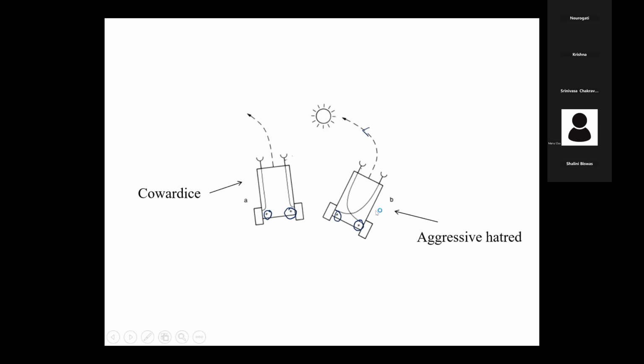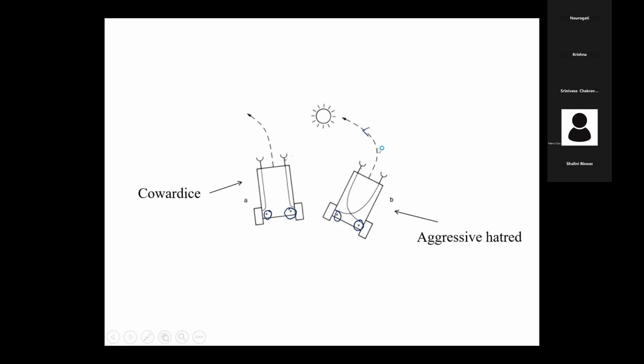Now let us look at the one on the right. In this case, the light is on the left, so the left sensor picks up more signal, which drives the right wheel faster. So therefore, the vehicle turns to the left, which means it turns towards the light source.